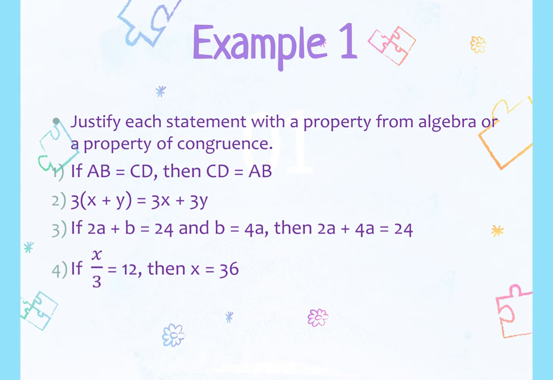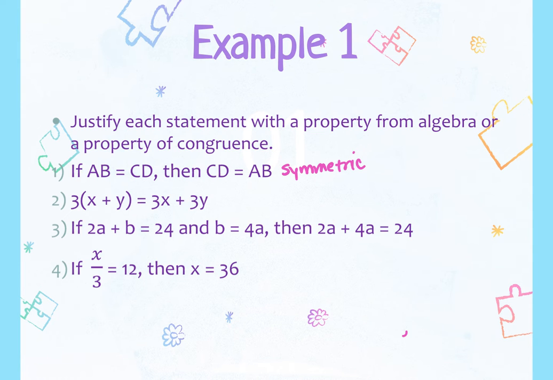All right, example 1 says justify each statement with a property from algebra or a property of congruence. So look at A. It says if AB equals CD, then CD equals AB. What property is that? Symmetric. The order changed, right? We said AB equals CD, then CD equals AB. So we flipped it. So it's symmetric.